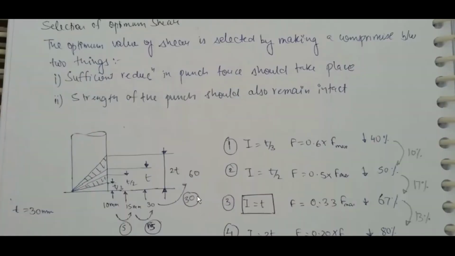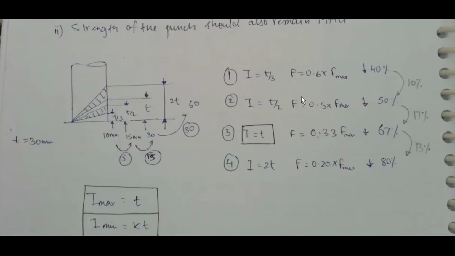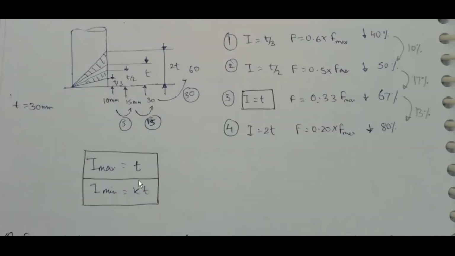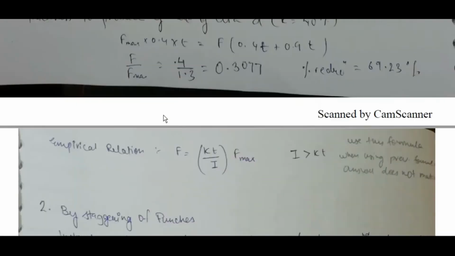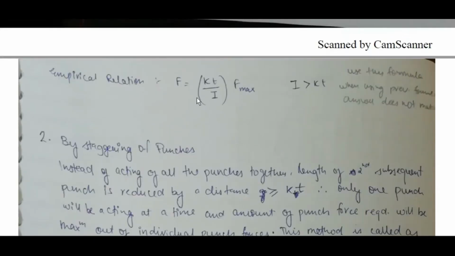Selection of optimum shear. The optimum value of shear is selected by making a compromise between two things: sufficient reduction in punch force should take place, and the strength of the punch should always remain intact. I max is equal to T, I min is equal to KT. Empirical relation: F is equal to KT by I into F max, for I greater than KT. Use this formula when the previous formula is not applicable.